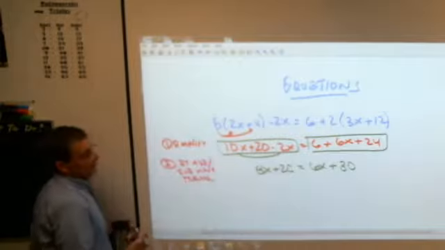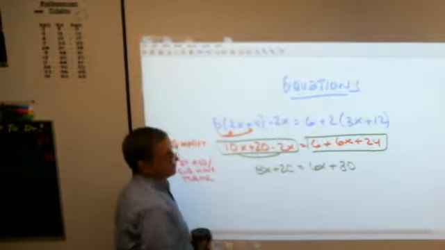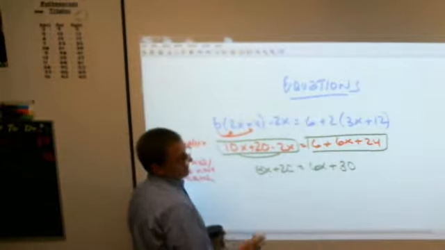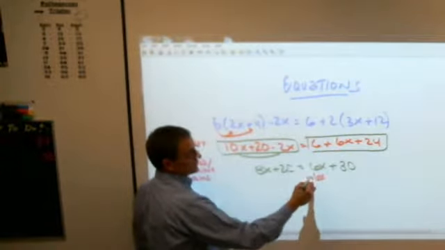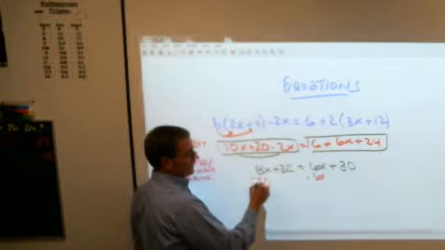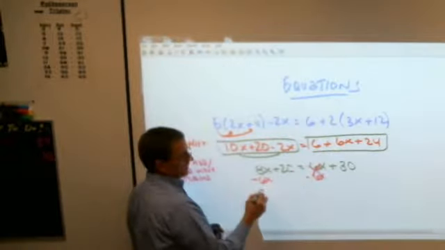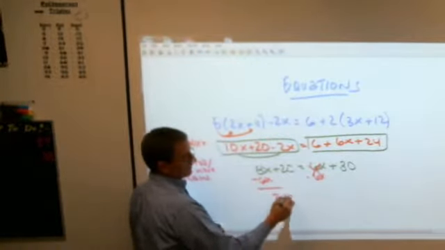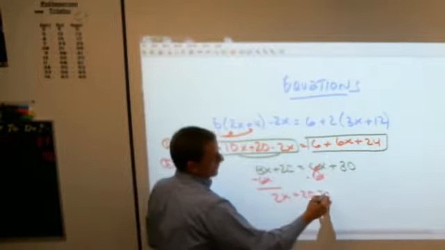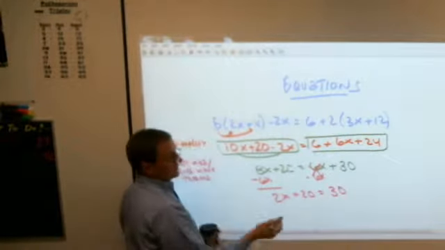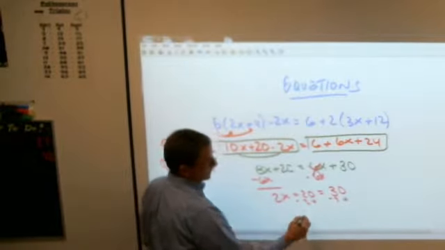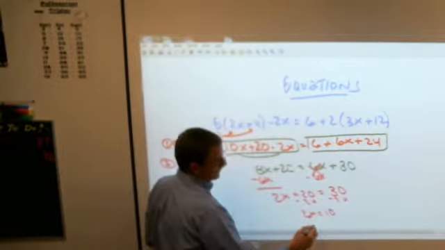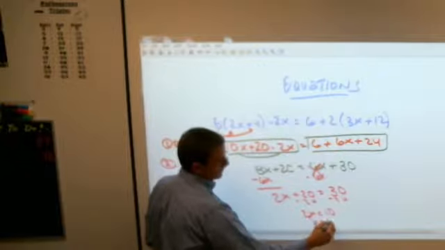And most people like to put x's on the left side. It's just kind of familiar, but you don't have to. In this case, you might want to try to make the x's positive. I want to move this 6x over here, so I subtract it over. 8x minus 6x is 2x. Then I need to move the number to that side by subtracting it over. Now 2x equals 10, and x then equals 5.